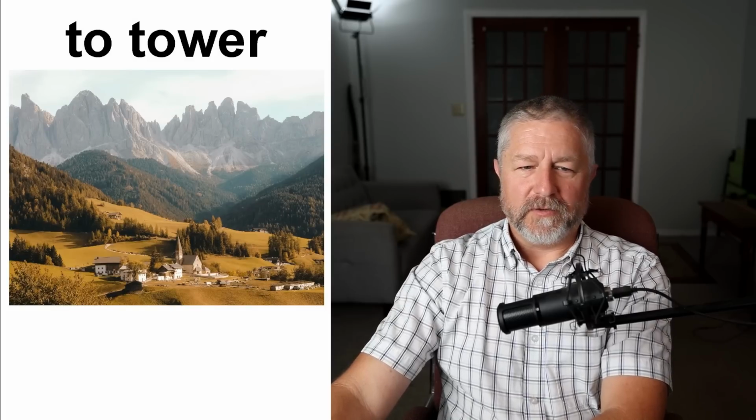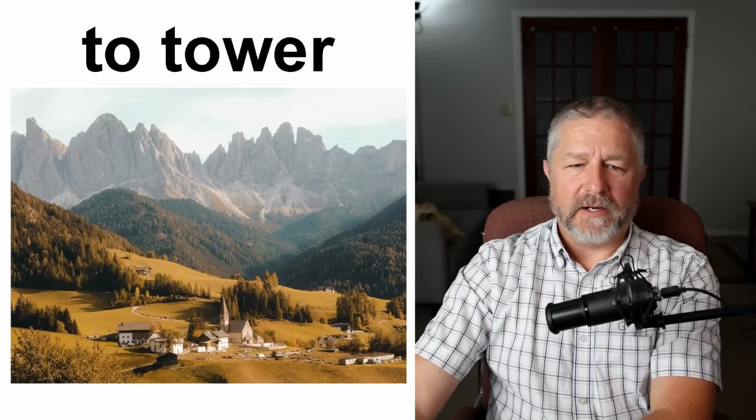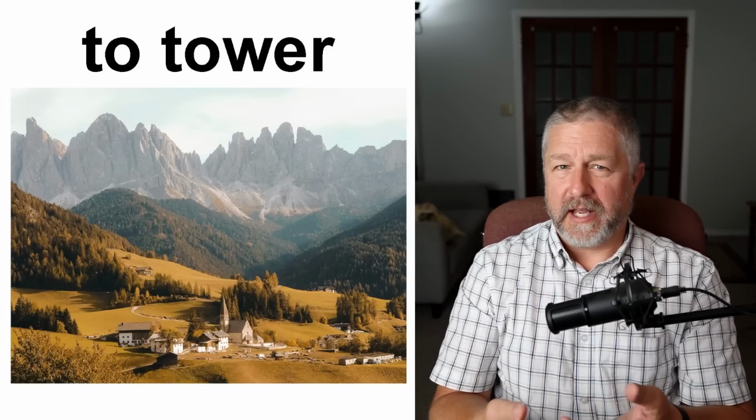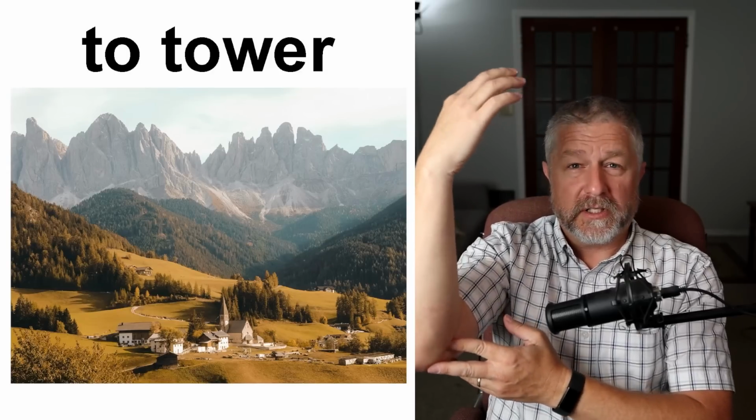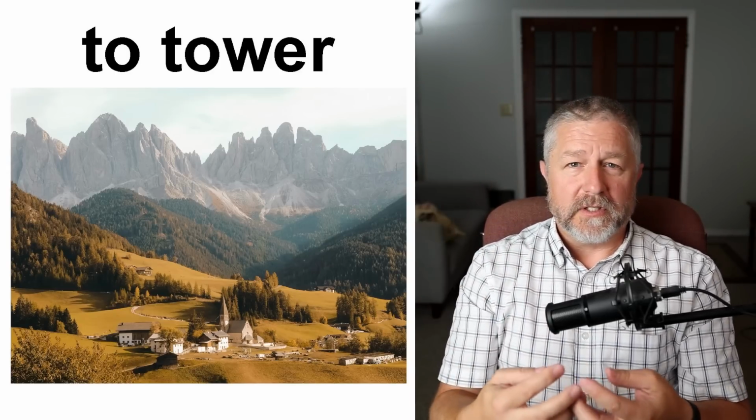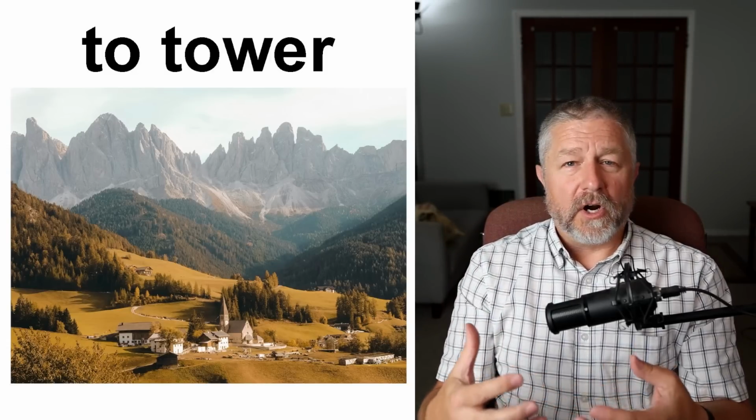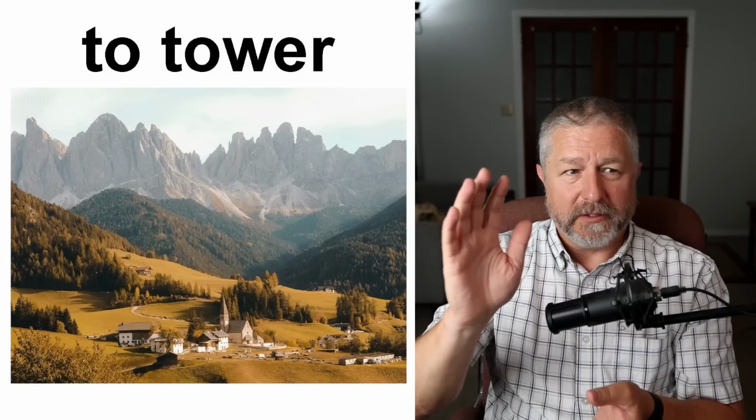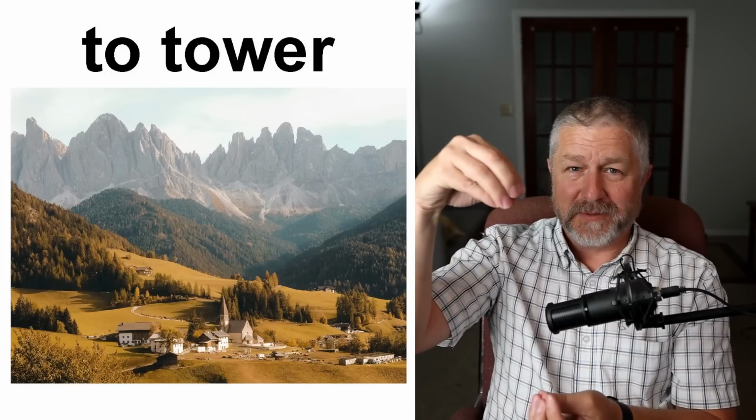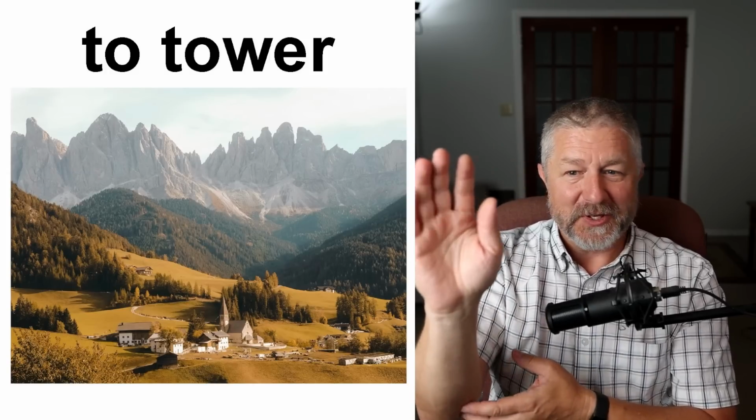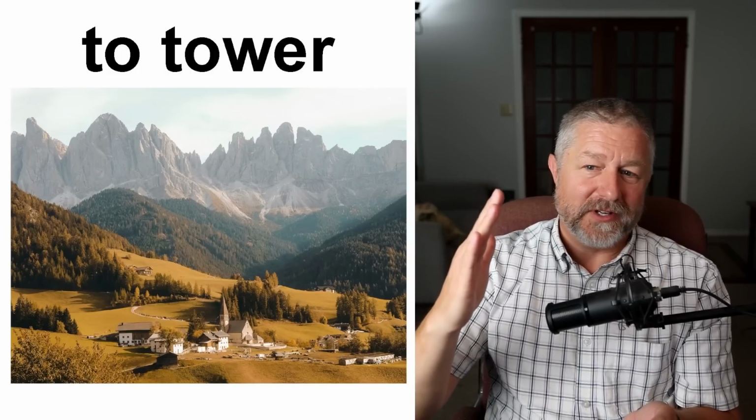To tower. If you look in the distance, you'll see mountains in this picture. And these mountains tower over the town below. Whenever we say something towers, we mean that it's really, really tall, okay? So mountains can tower over a valley below. Even large buildings can tower over smaller buildings. And you can sometimes have a tower, using it as a noun. The CN Tower towers over the Rogers Center where the Blue Jays play.